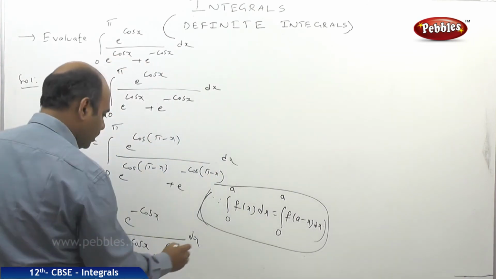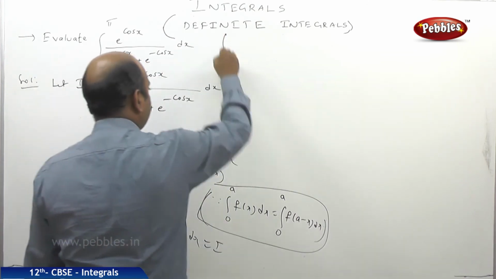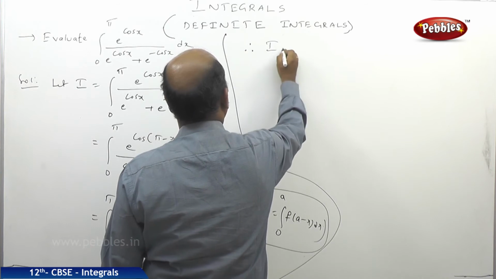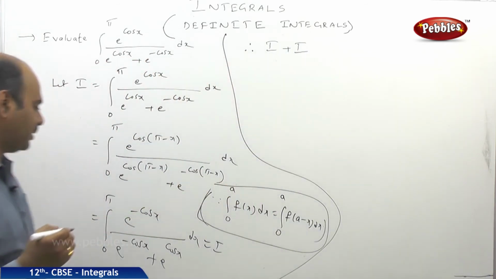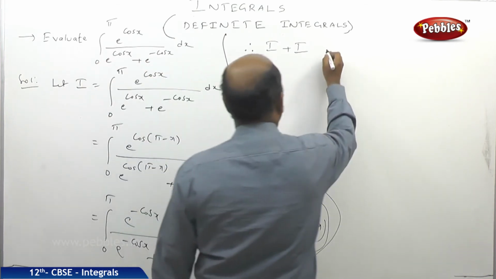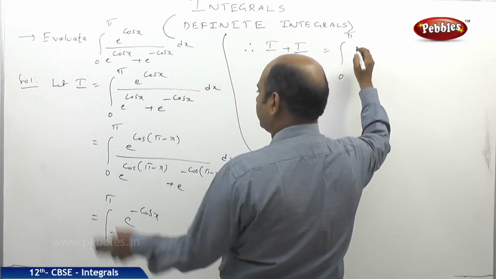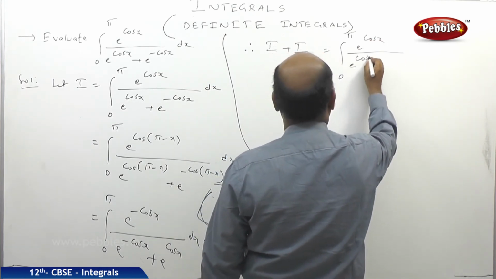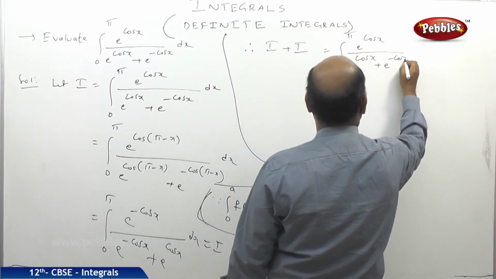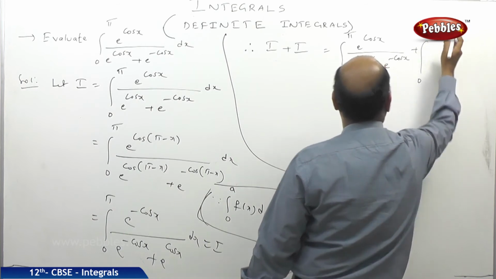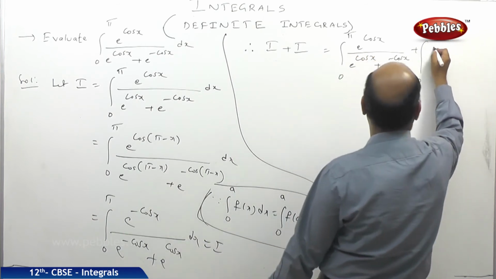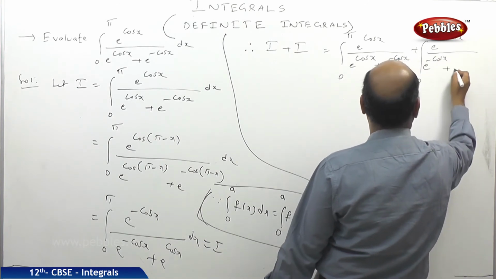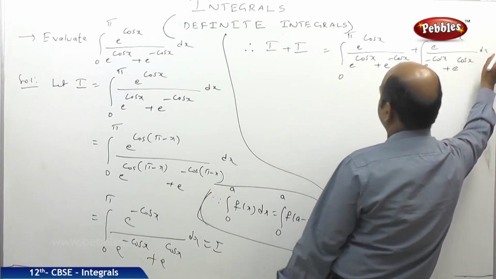So I will call this also I. So finally what happens? Therefore I will add I plus I. For the first I will be writing integral of 0 to pi e power cos x divided by e power cos x plus e power minus cos x, plus integral of 0 to pi. For the next I will be writing this thing, e power minus cos x divided by e power minus cos x plus e power cos x dx.